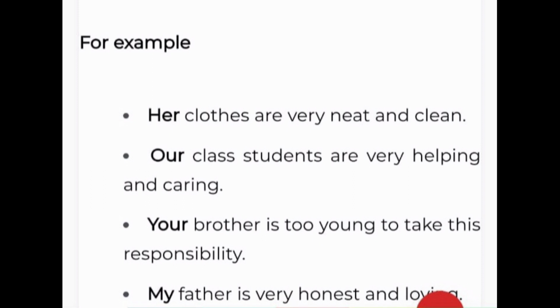Her clothes are very neat and clean. So her is a possessive determiner. Our class students are very helping and caring. Your brother is too young to take this responsibility. So these words, her, our, your, my, these are determiners which are used to specify who an object belongs to.